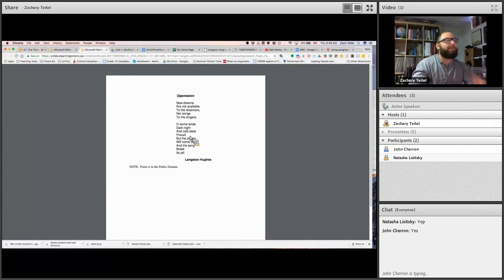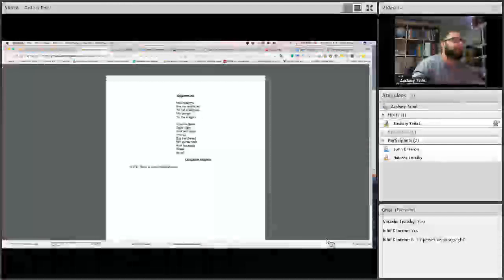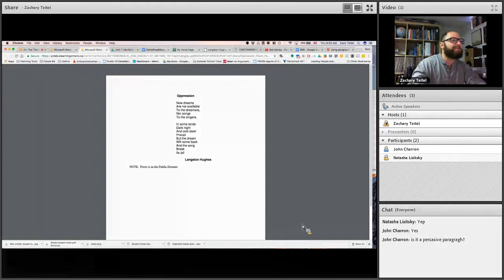So for example, I'm just kind of riffing here off the top of my head, but I might, in my paragraph, explore how Langston Hughes, based on this poem, sees oppression as being about the emotional crushing of someone's spirit. And maybe I'm looking up here for evidence about that.